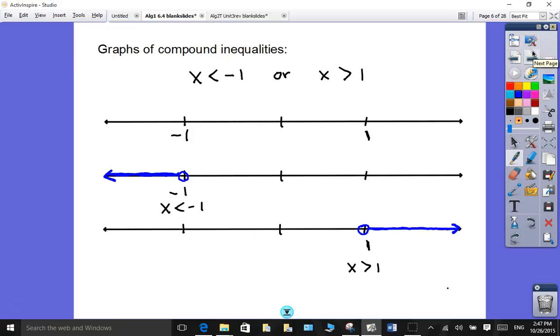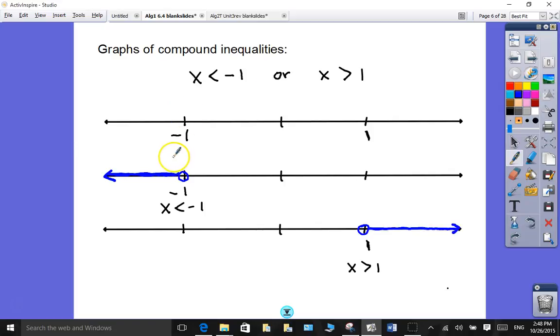So let's look and see how, when we graph compound inequalities, that they come together. Here I have a compound statement, x is less than negative 1, or x is greater than 1. Now, I've graphed both of those on the bottom two number lines, and I'm going to use the top number line to graph the compound inequality. Remember, for the compound inequality to be true, just one part, one of these two statements has to be true, one of these two inequalities.